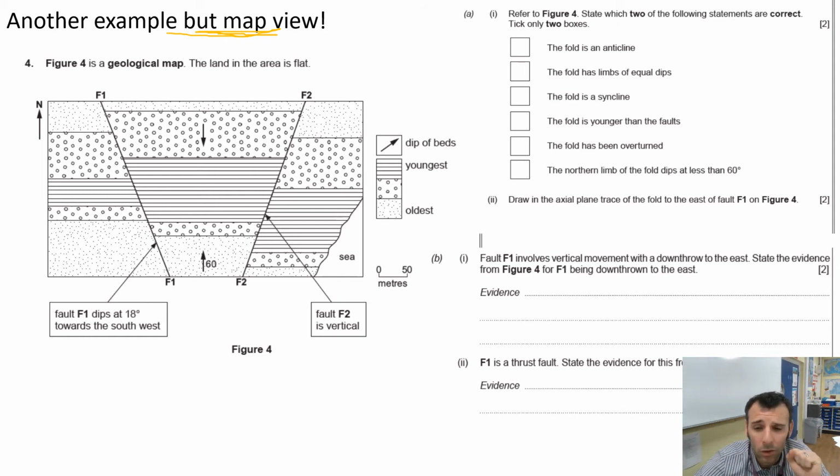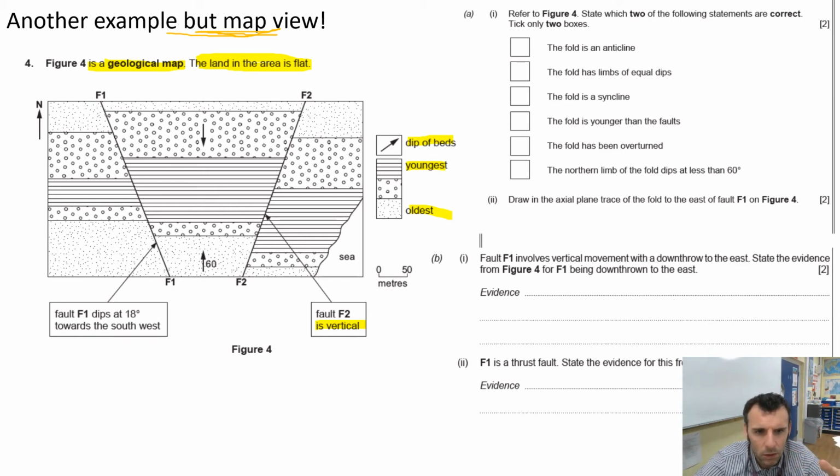All right, so we are not looking from the side, and it looks like we could possibly be, but again, look, they have clearly stated this is a geological map. The land area is flat, so we don't have to worry about any contour lines or anything like that. We've got some dip of beds. We've got a younger to older sequence as well. The other thing, of course, is that we know F2 is vertical. All right, so I've already told you about that. So does that mean it's a dip slip fault or a strike slip fault? How would we work that out?